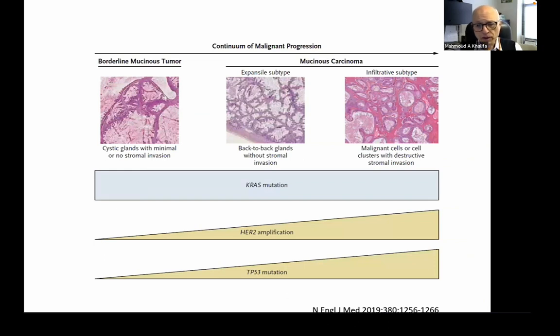This is an important paper. Again, gynecologists today use it here in North America as their constitution. It shows the difference between mucinous tumors, and it reminds us that mucinous tumors are a function of KRAS mutation. HER2 and P53 are secondary events, just secondary mutations, but the primary mutation in mucinous tumors is KRAS mutation. The key for diagnosis is back-to-back architecture and complex architecture.